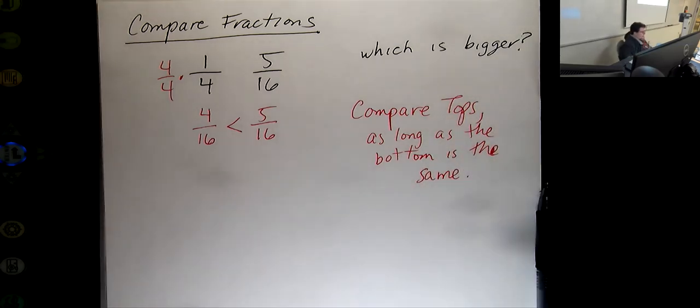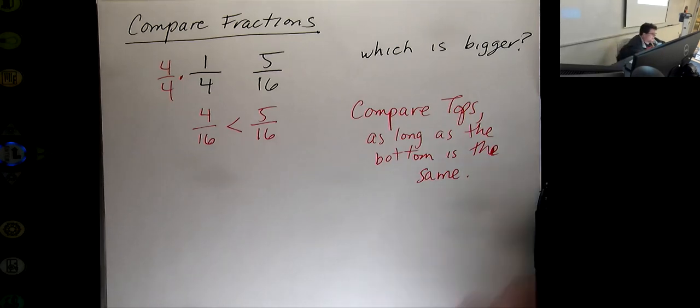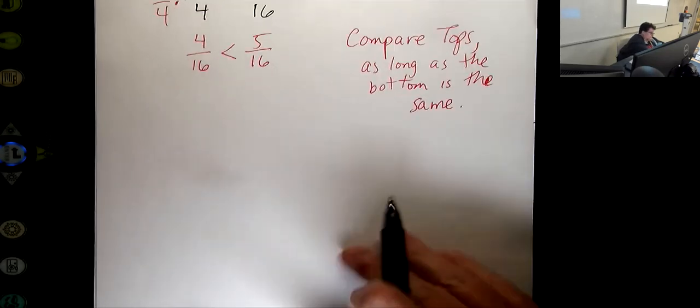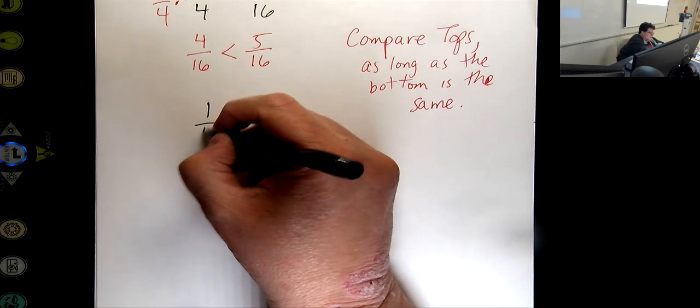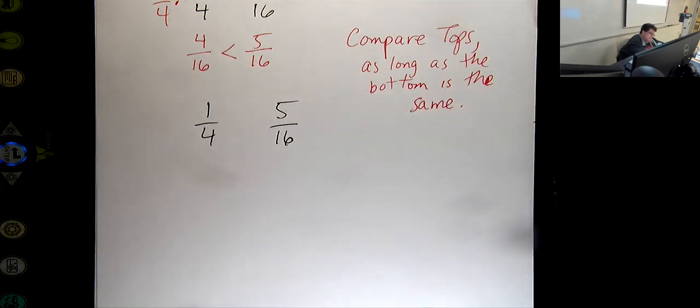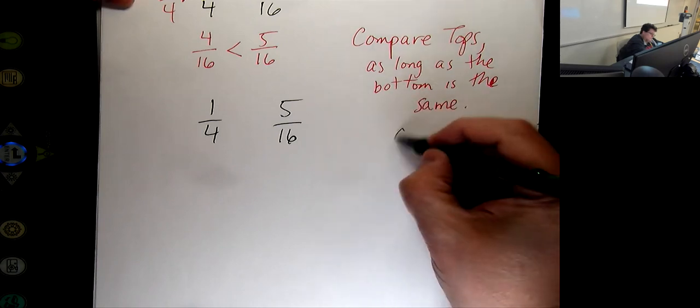That is one way of doing it, and if you do it that way, you won't go wrong, and it'll make you better at finding these common denominators. There is another way, and I'll show you the other way because it can be fascinating. Another way of comparing 1/4 and 5/16 is doing something called cross multiplying.